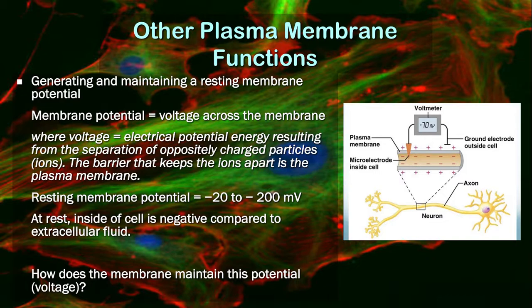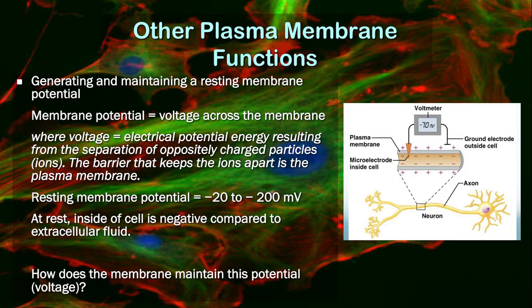Ions. That's exactly right. So remember, ions can be positively or negatively charged. So we're going to have a separation of those ions. We're going to have things that are more positively charged right here on the outside of the cell. And we're going to have things that are more negatively charged on the inside of the cell. So it's going to give us a separation. There's going to be a positive side and a negative side. Okay?